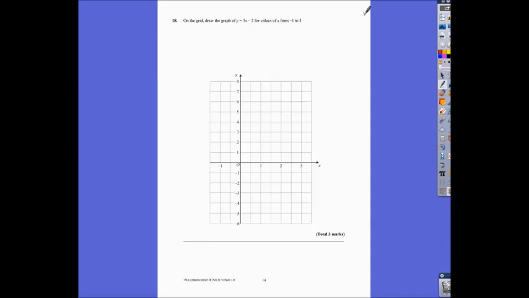Question 18. On the grid, draw the graph of y equals 3x minus 2 for the values of x from -1 to 3. Now, a lot of students get confused with this. They think that x from -1 to 3 means that you absolutely have to draw a table from -1 to 3 and work out all those values. However, a lot of students get mixed up with negative numbers.